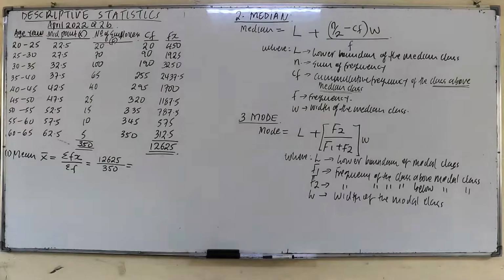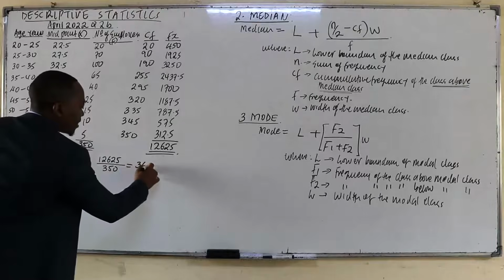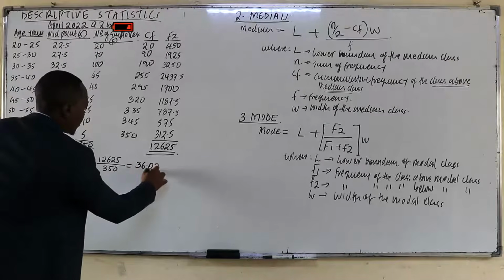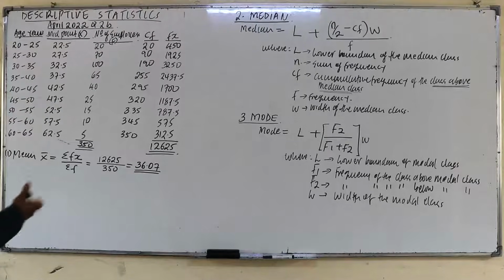So what's the average age? Good. So it will be 36.07. So that's the mean age. Most of the employees are around 36.07 years.